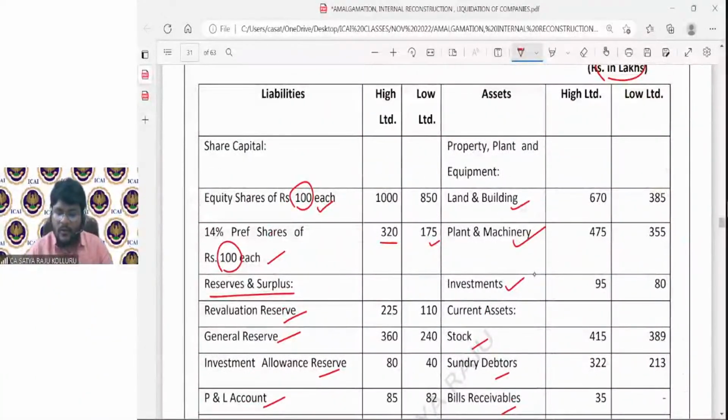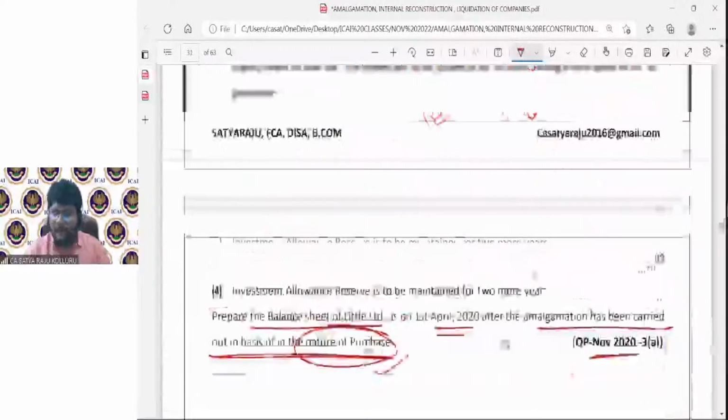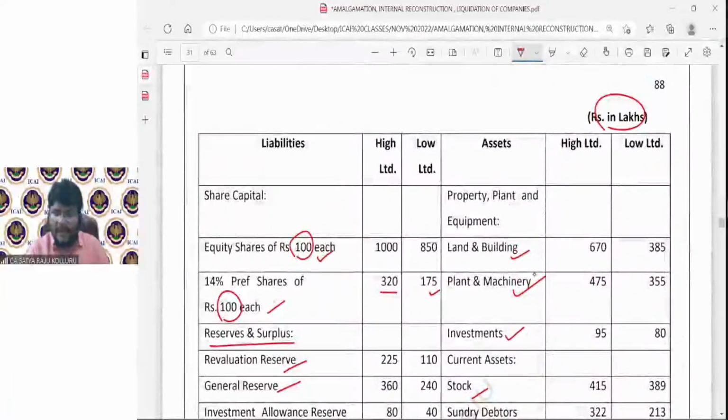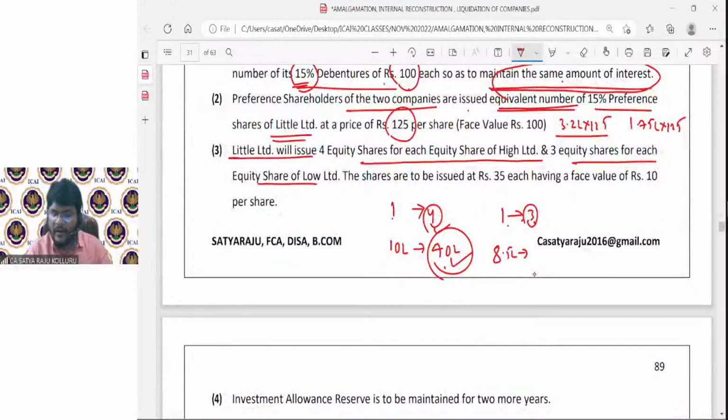Now for High, we have 10 lakh equity shares. For 10 lakh equity shares, I'm going to issue 40 lakhs. Then in Low, for 850 divided by 100, which is 8.5 lakh equity shares. For 8.5 lakh equity shares in Low Limited, how many equity shares do I need to issue? 8.5 into 3 equals 25.5 lakh shares.